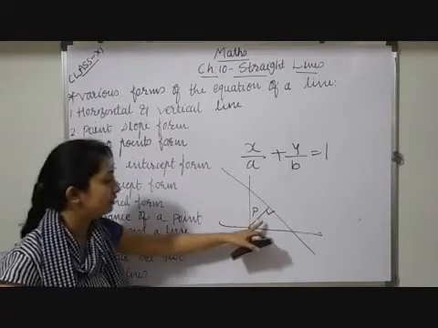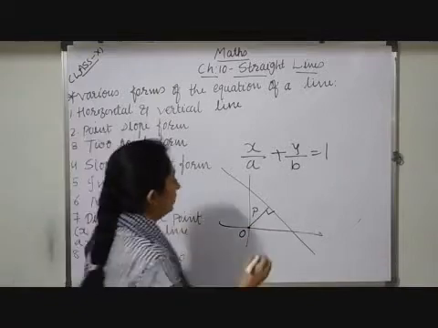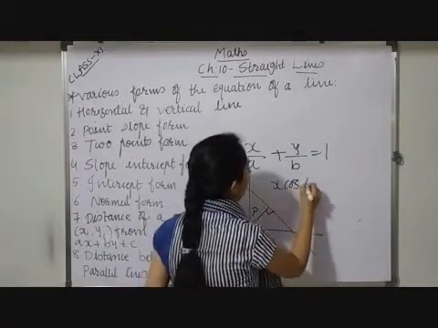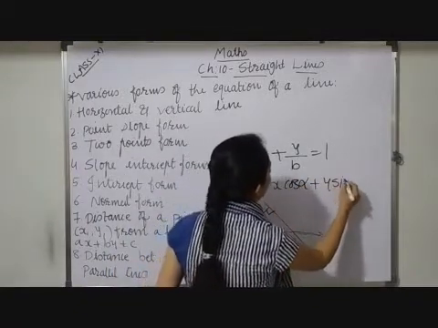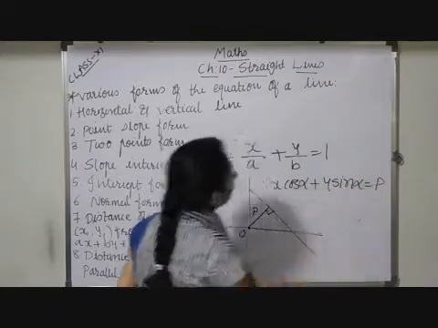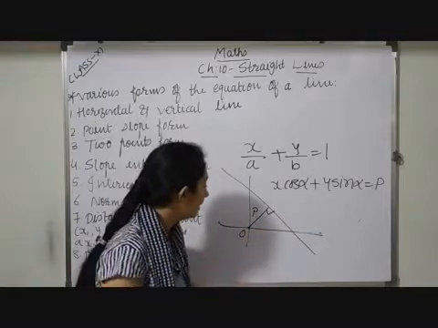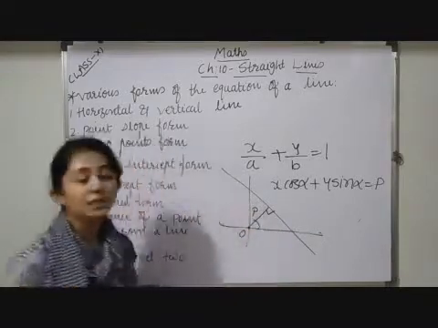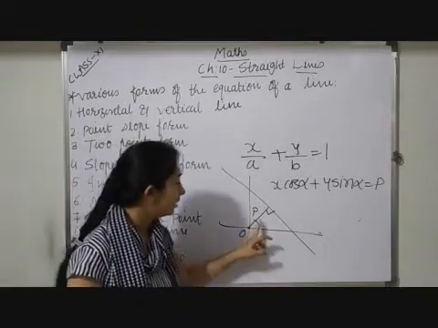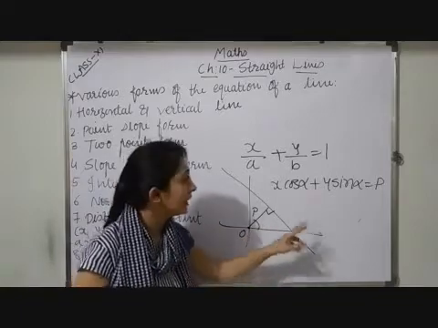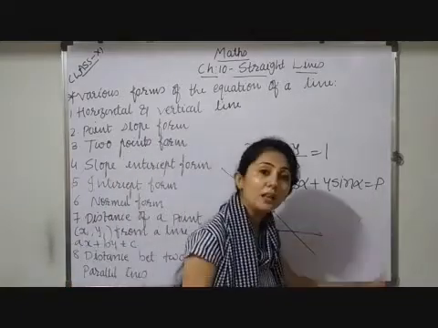So, if you are having such a line, its form is x cos alpha plus y sin alpha equals P, where P means the perpendicular distance. Alpha means your angle with the positive x-axis. The angle this perpendicular forms is considered as alpha.